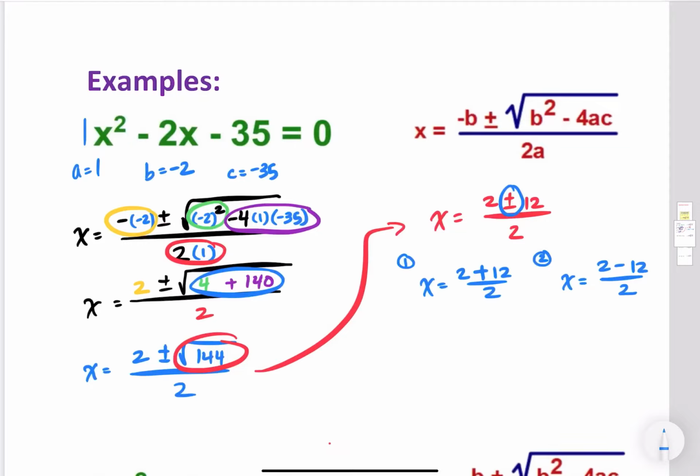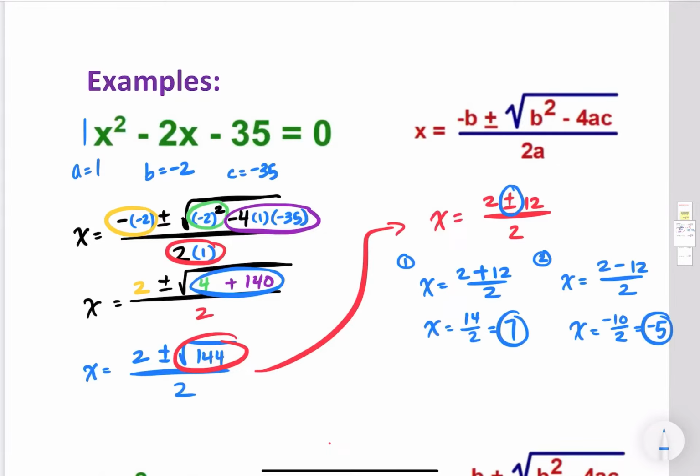In the first one, I'm just going to add the 2 and the 12. So that's now going to be 14 over 2. And well, 14 over 2 is just 7. In the second one, I have 2 minus 12. And 2 minus 12 is negative 10. And that's still over 2. And negative 10 over 2 is negative 5.